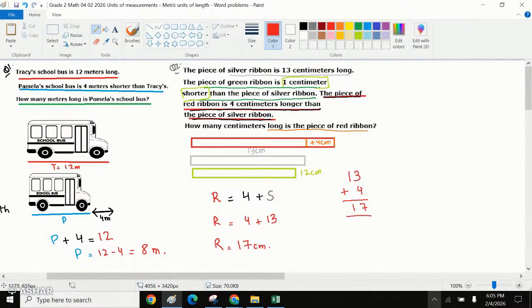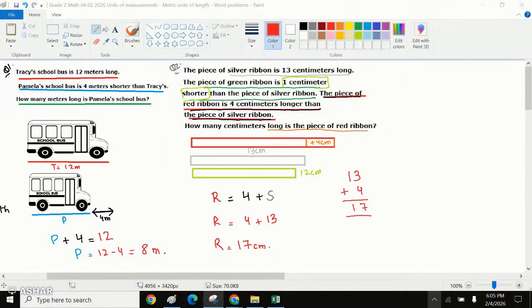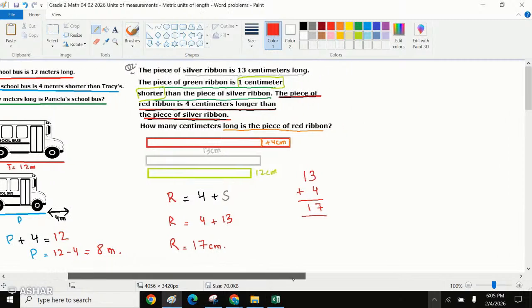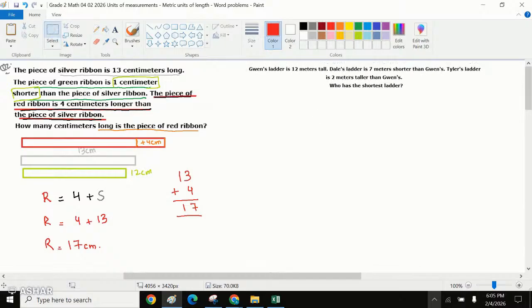They gave us extra information, the green ribbon, which was never used in the question, right? Sometimes they give us extra information just to confuse us. So we need to focus on what is the requirement. Okay. The next one says Gwen's ladder is 12 meters tall, right? Just a moment, please. I'll just copy the next question. And this is the statement that's given to us in the next question. Let me just put it over here.